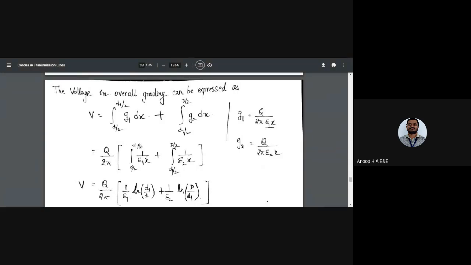Now how are we going to start with the integration? So the integral, I have the radius, which is the surface that I'm taking there. That is small d by 2 as the lower limit and d1 by 2, for g1 dx, plus the integral from d1 by 2 to capital D by 2 of g2 dx. Can you let me know what you will get if you substitute g1 and g2? Can you evaluate the integral?